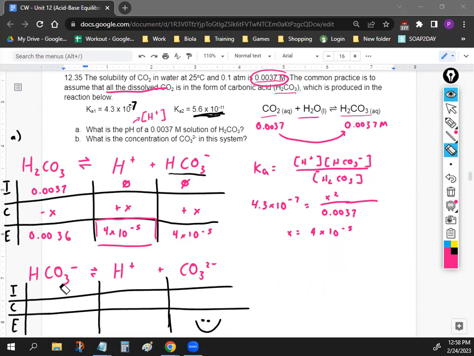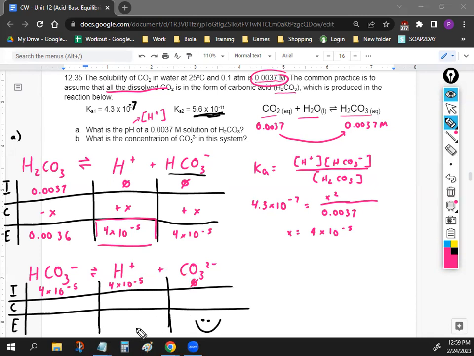Okay, what's the initial value for our reactant? Yeah, 4 times 10 to the negative 5. We're also going to have an initial value for H plus as well, which is also 4 times 10 to the negative 5. So far, so good? Okay, what's our initial value for CO3 2 minus? Yeah, 0, because we don't start with any of it.